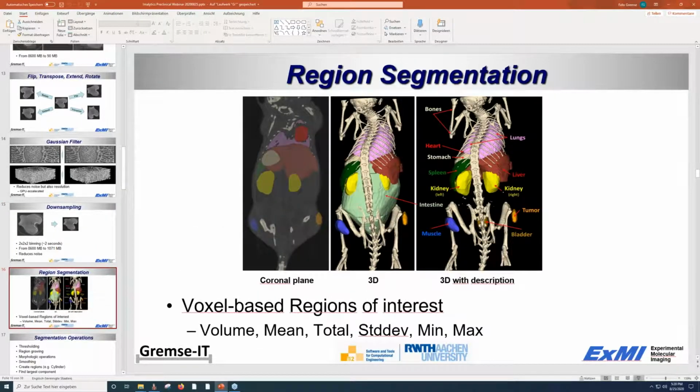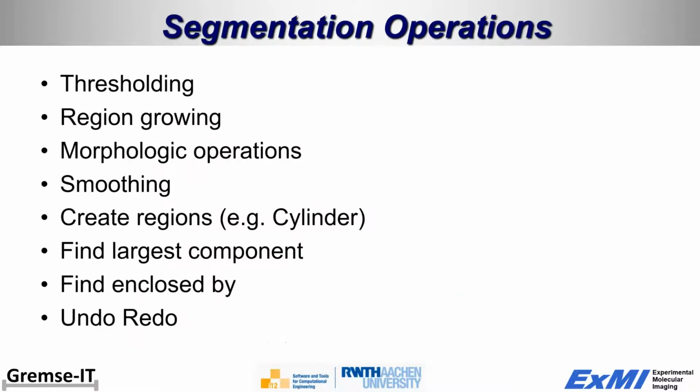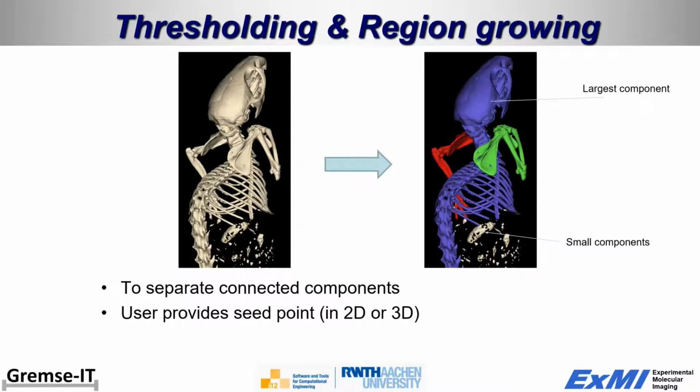I also showed this before. You can use the software to delineate organs, for example for a biodistribution assessment with a PET scan, PET CT scan, so you can segment the organs based on the CT. And there are many interactive operations like thresholding, region growing, morphologic operations, smoothing. You can create known regions. You can find large and small components or enclosed components. And there is an undo redo feature. I will explain it a bit in detail.